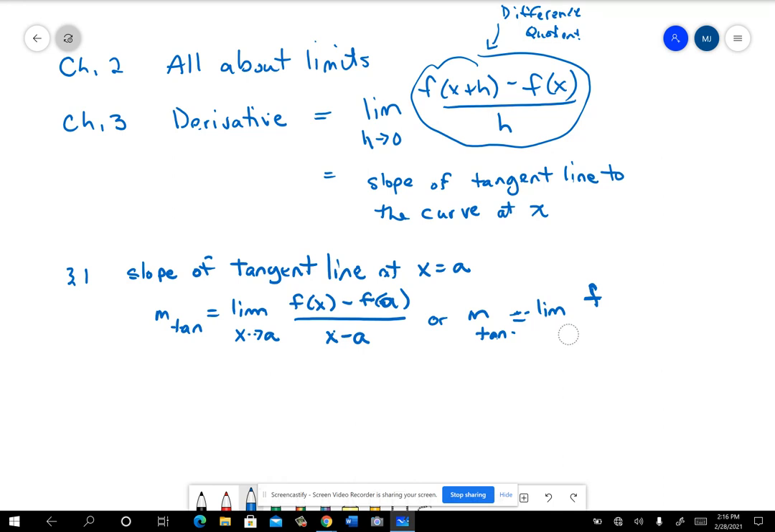wait, I said that wrong. I meant as h approaches 0. Sorry, I'm switching gears here. So instead of doing the one that's as x approaches a, we could have the limit as h approaches 0, and we could do this. It starts out this way in 3.1, okay?